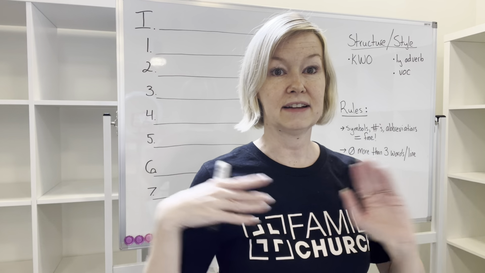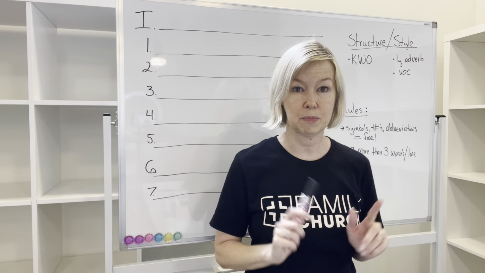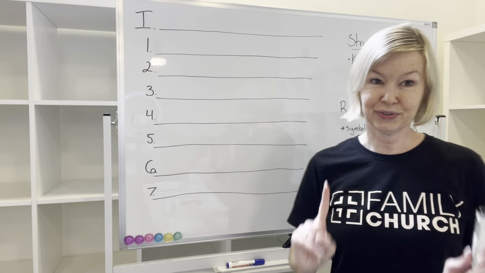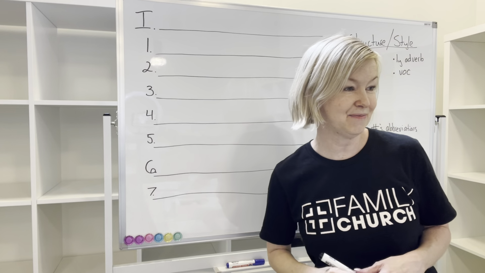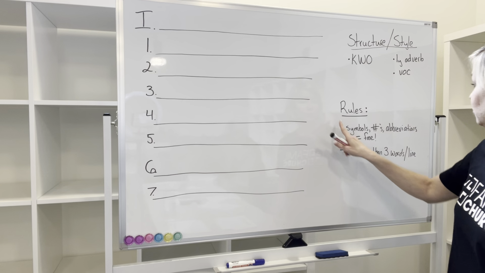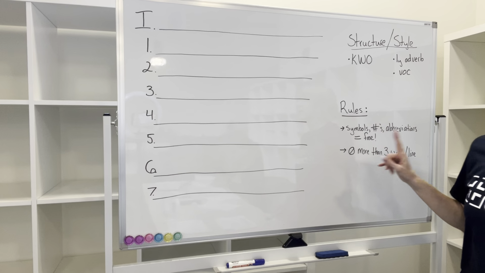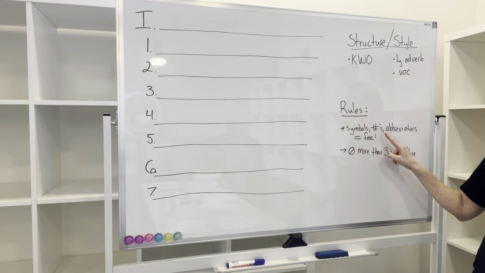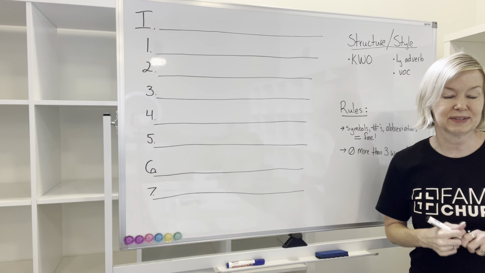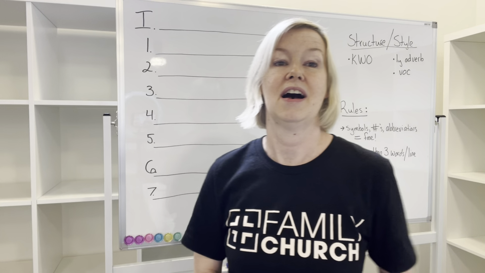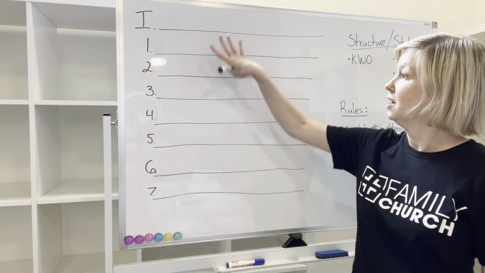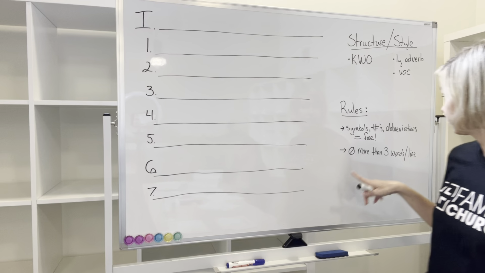So structure and style. We're gonna start with the structure piece, which is our keyword outline, and we're going to go over the rules. It's kind of like a game, and it's really fun for kids to get this concept at first. So the rules for keyword outlining are symbols, numbers, and abbreviations are free. You can use as many symbols, numbers, and abbreviations as you like; they do not count against you on your keyword outline.